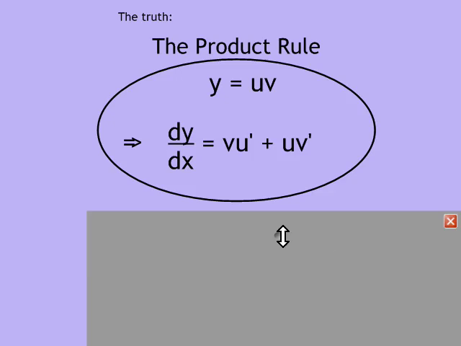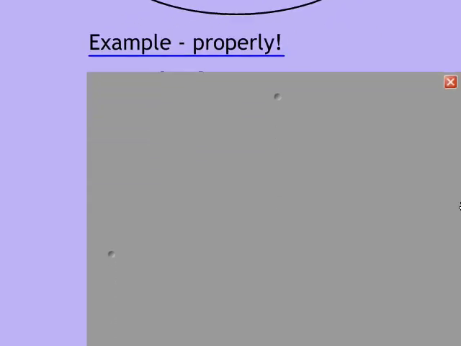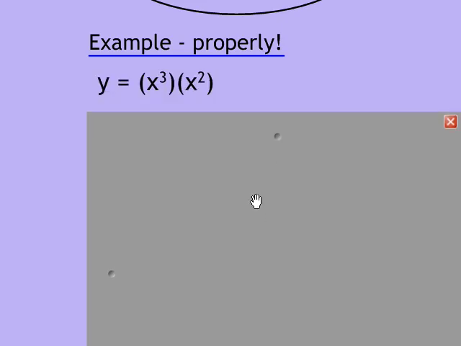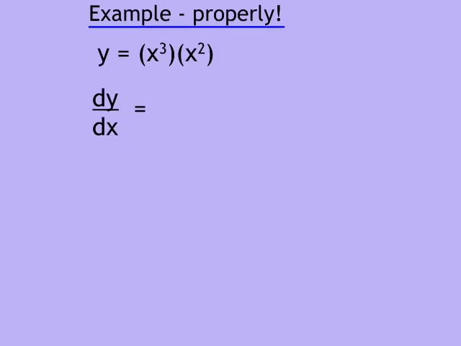Okay, so how do we actually end up using that? Let's use this example. We'll use the product rule on it properly. So we've got y equals x cubed times x squared, and let's find out what dy by dx is using the product rule. So the first thing to do is to write down the product rule. dy by dx is vu' plus uv'. It's always worth writing down any rules that you're using every time you use them, because it really helps you remember them without you having to try, and it might get you a method mark.